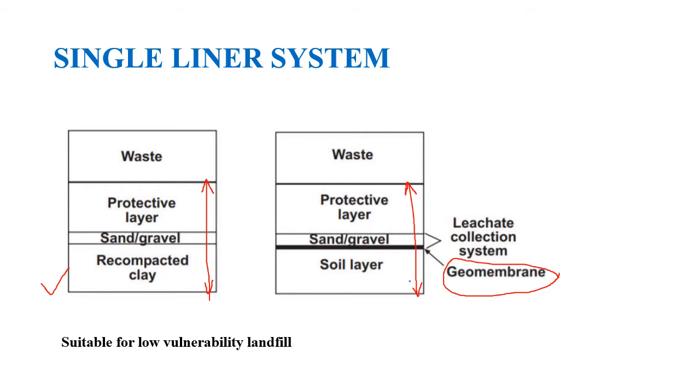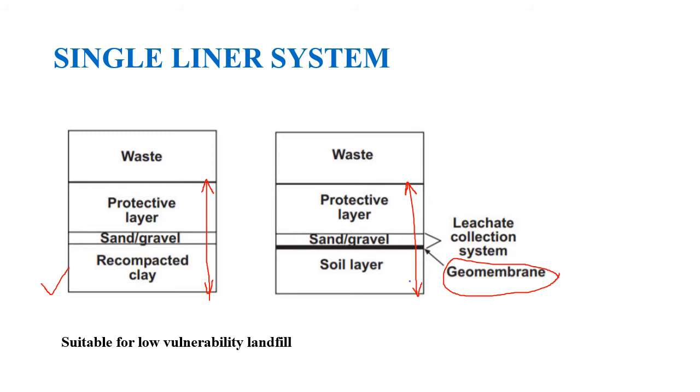This single liner system is a very simple liner system, and as such, it doesn't offer much protection to the subsoil profile or your environment. Therefore, these liner systems are mostly preferred for low vulnerability landfills, that is, landfills which are not susceptible to much contamination of the environment, or which don't produce highly contaminated leachates. For such low vulnerability landfills only, we'll go for a single liner system.